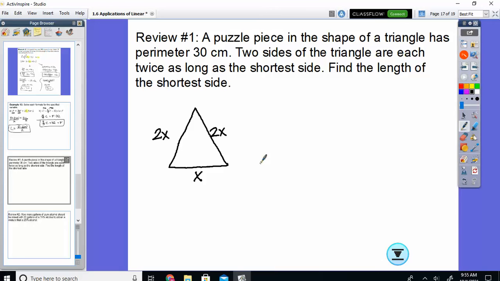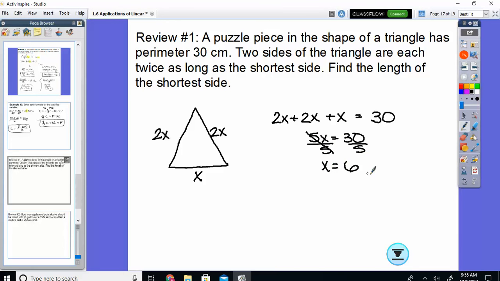How do we get perimeter? So I have 2x plus 2x plus x equals my perimeter of 30. We get 5x equals 30, divided by 5, and x equals 6. And how do I want you to answer? In words. I asked you to find the length of the shortest side. X was the length of the shortest side.